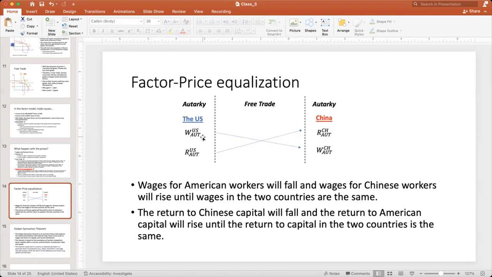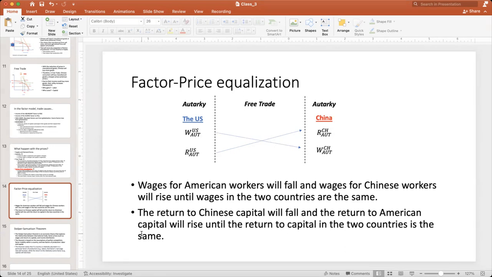So wages for American workers will fall and wages for Chinese workers will rise until wages in the two countries are the same. The return or rent to Chinese capital will fall and the return or rent to American capital will rise until the return to capital in the two countries is the same.